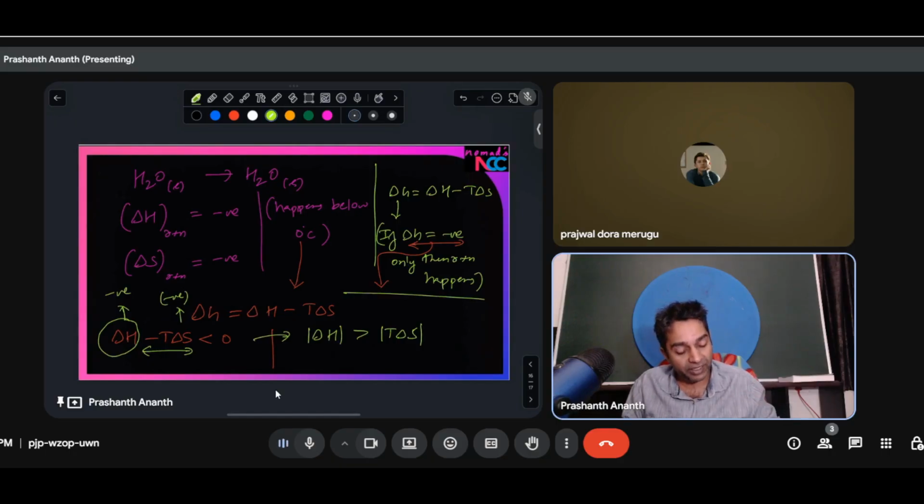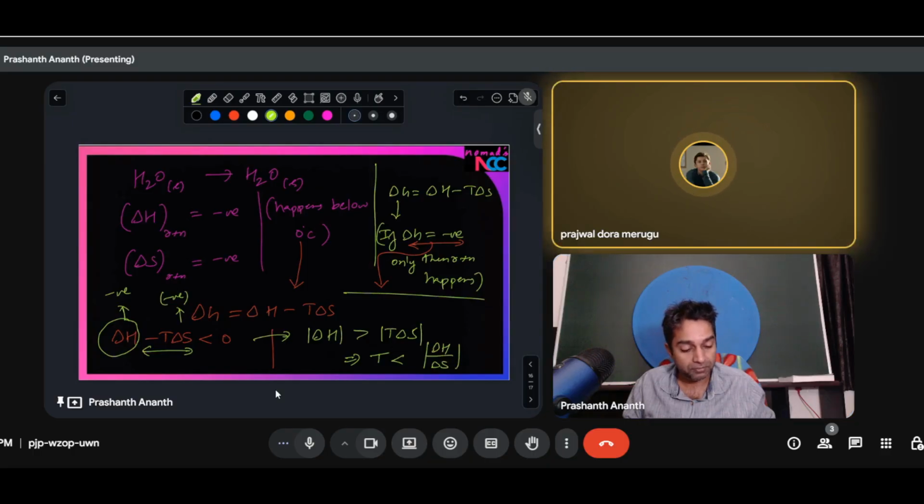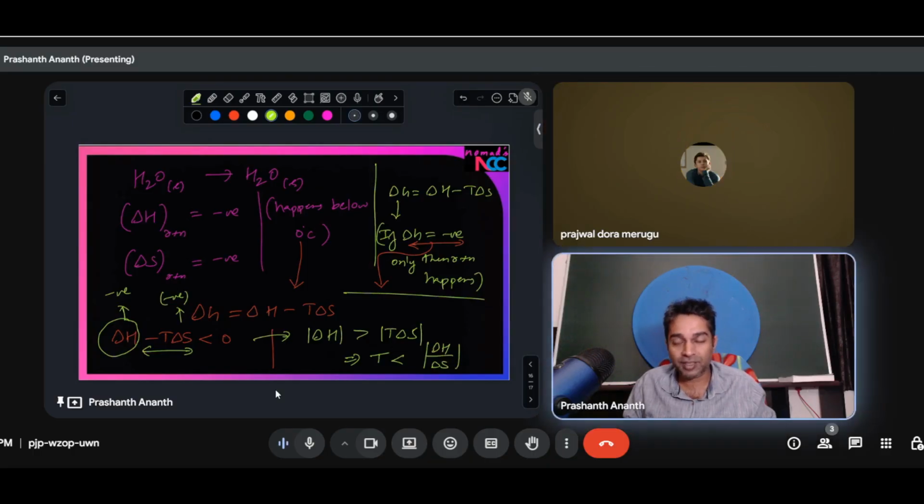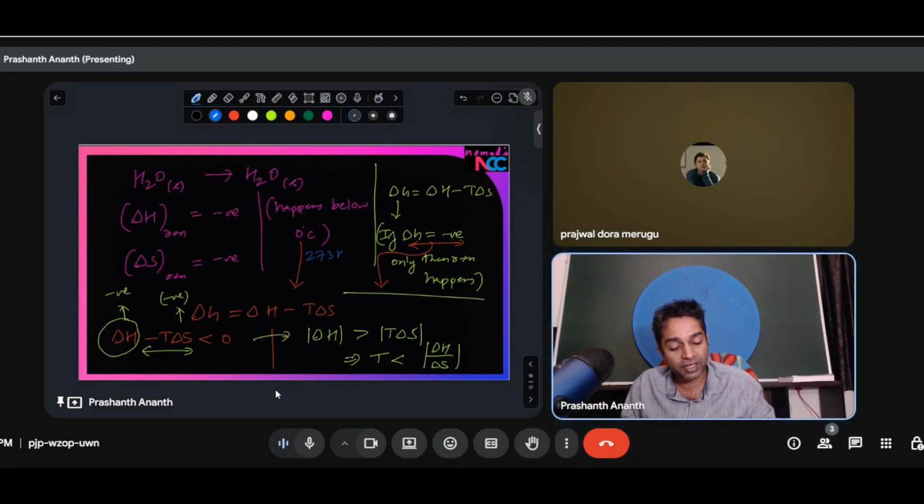What does this effectively translate to? This translates to temperature should be less than mod of delta H by delta S. Are we measuring temperature in Kelvin? Yeah, of course, in all of these cases, temperature is in Kelvin. In this particular case, 0 degrees Celsius works out as 273 Kelvin. Yes, we are always going to have temperature only in Kelvin, never in degrees Celsius. Degree Celsius is just the value we remember, that's all.